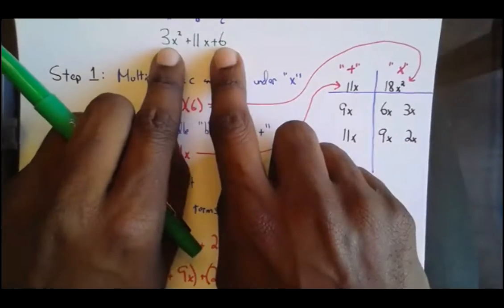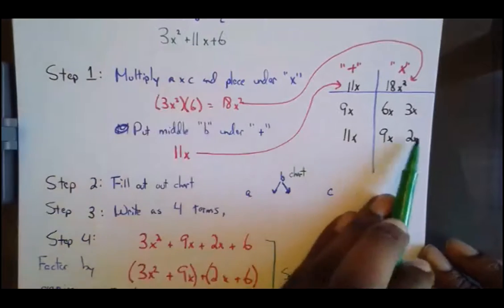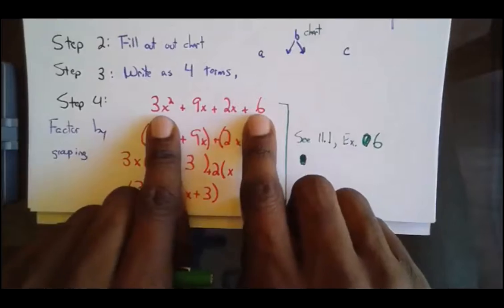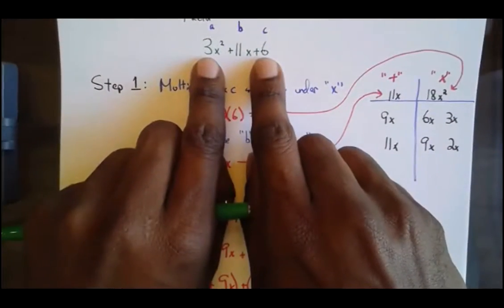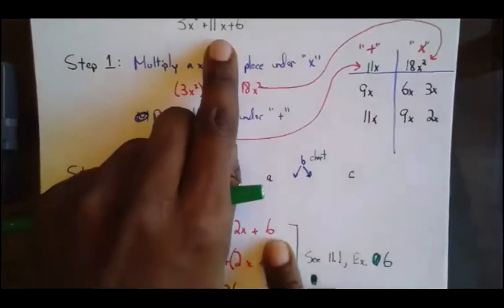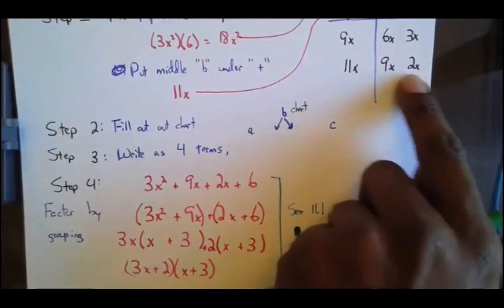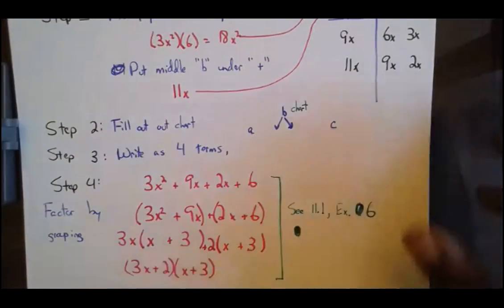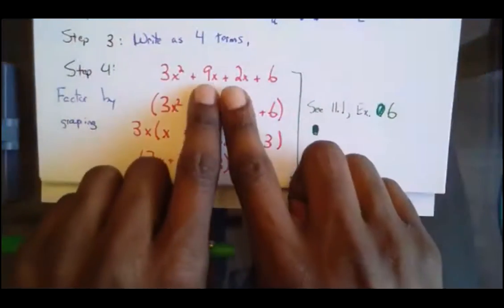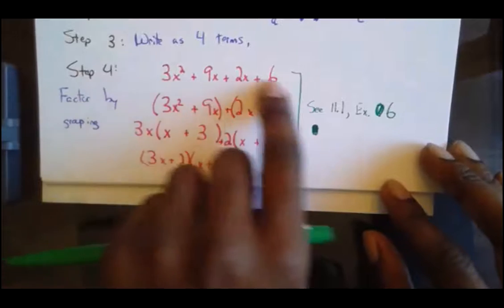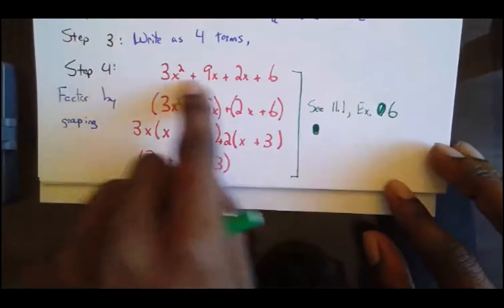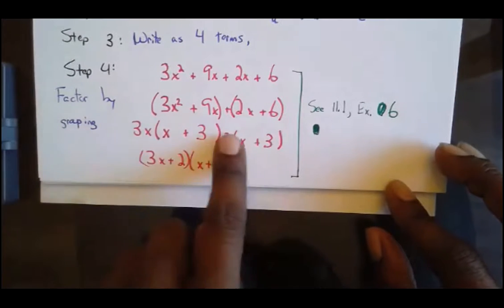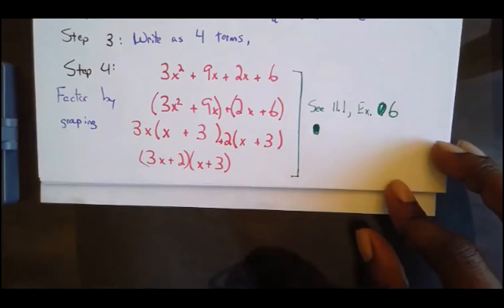So these numbers don't change. I simply replace the middle number with the numbers in the chart. So that's why I have 3x and 2. 3x and 6 are still there. I simply replace the 11 with 9 plus 2. And I get the 9 plus 2 from the chart. Once I get these 4 numbers here, then I'm using the process that we learned in 11.1 of grouping these by adding parentheses, factoring out each number, and doing the final answer.